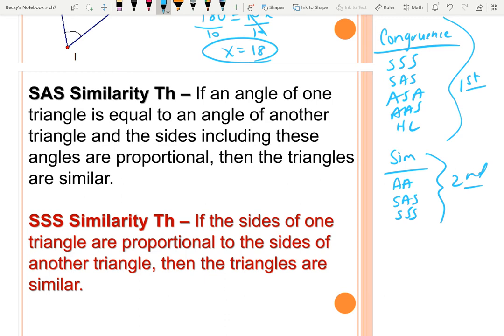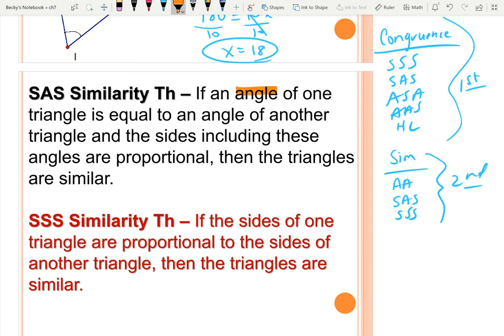But if you understood SAS first semester, it's kind of the same, except now you have to check the sides to see if they're proportional. During first semester, you just had to look and see if they're the same thing. So it is a little bit more work. So let's read through these.